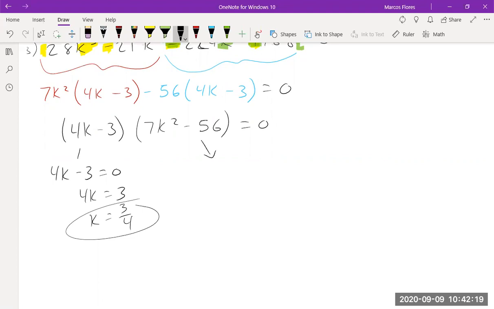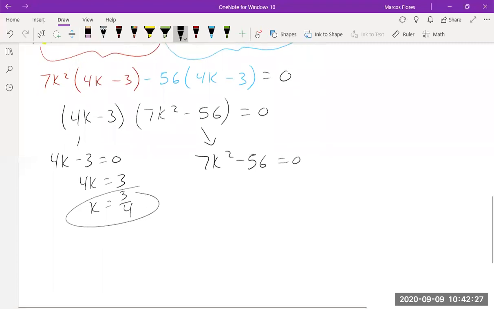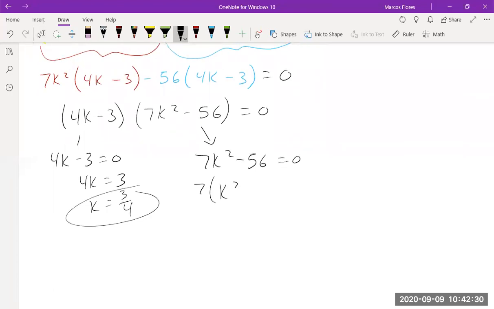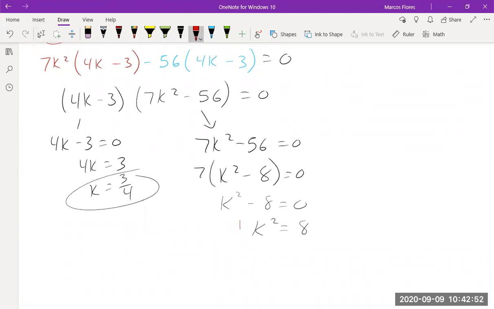Take the next one. You can solve right away. You can take GCF first and see that there is a GCF of 7. K squared minus 8 is not a difference of squares because 8 is not a perfect square. So if you divide it by 7, you get k squared minus 8 equals 0. K squared equals 8. Take the square root. K equals plus or minus radical 8.